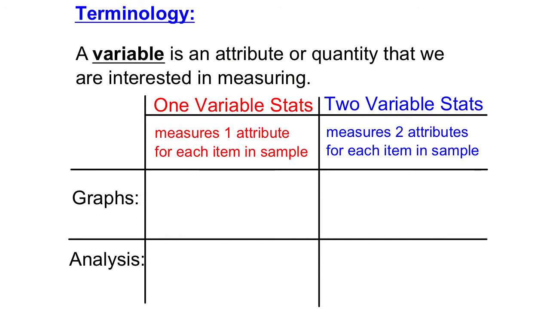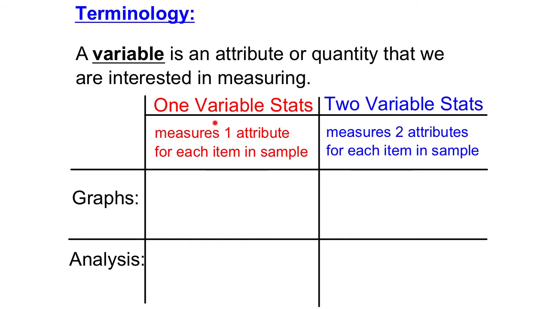First, we've got to get through some terminology here. So this would be a good thing to write down, so that you know what the words mean when they're used. So the first thing is a variable. Variable is an attribute or a quantity that we are interested in measuring. So for example, if I'm interested in knowing people's heights, the variable that I'm measuring is height. Or you can measure age. Age would be a variable. Anything that you're measuring or keeping track of, that's your variable.